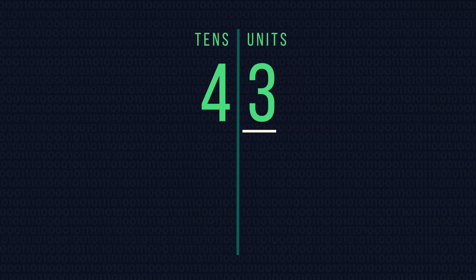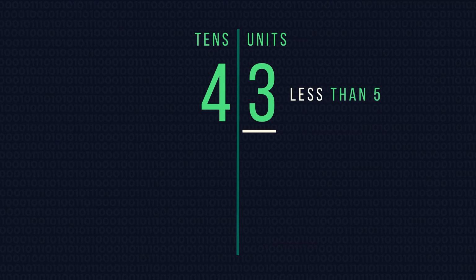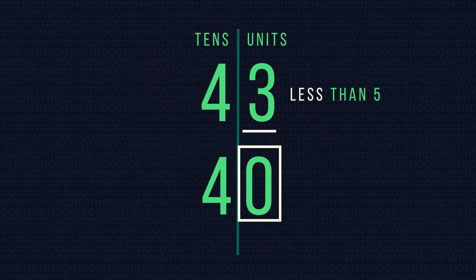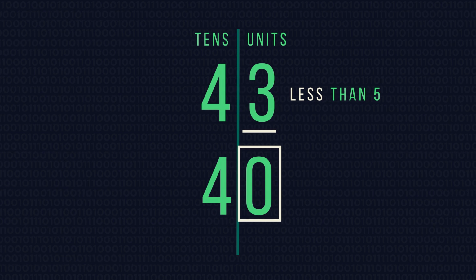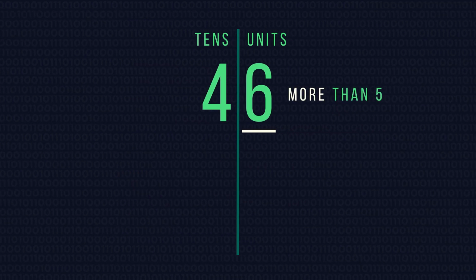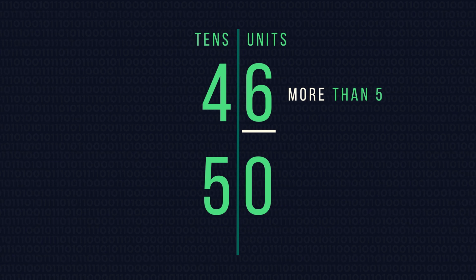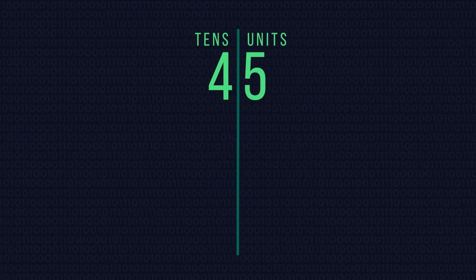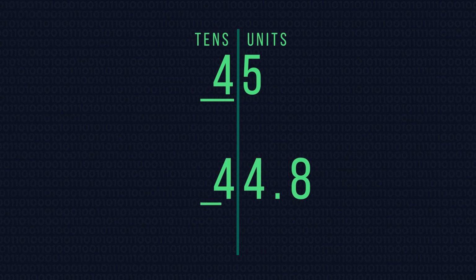For 43, it's less than 5, so we round down to 40, replacing the value right of the rounding line with a 0. For 46, 6 is higher than 5, so we round up to 50, again replacing the digit to the right with a 0. Try 45 and 44.8.